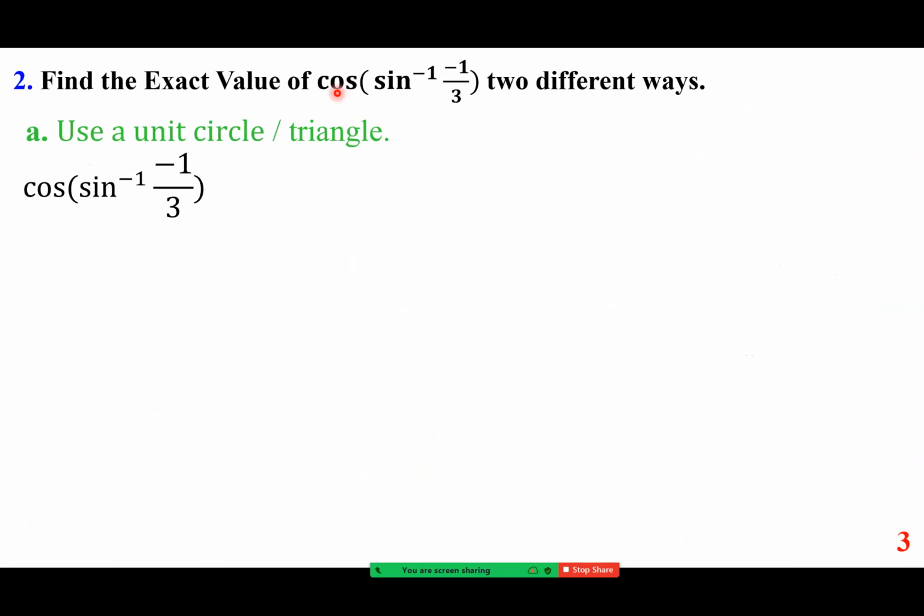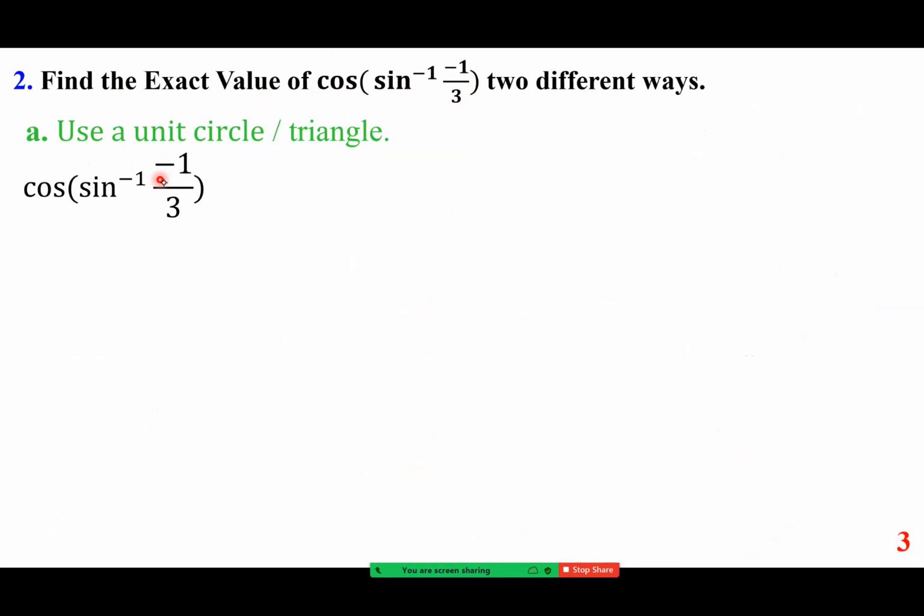We want to find the exact value of cosine of sine inverse of negative 1/3, and we're going to look at it both ways just for the sake of the exam, so you'll be familiar with both. We can go with the unit circle. We can also go with identities.